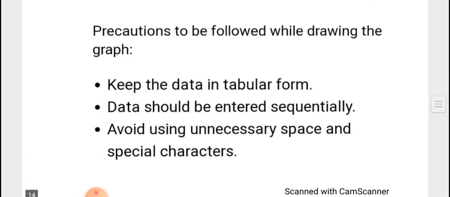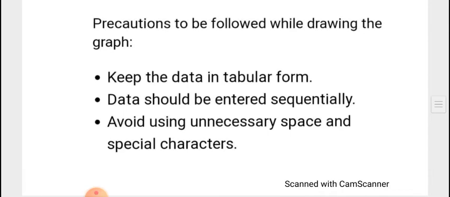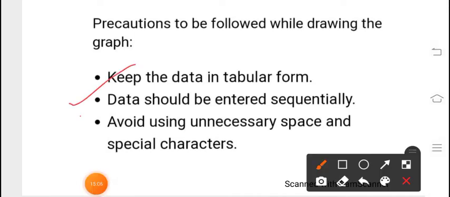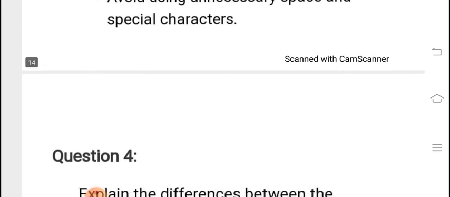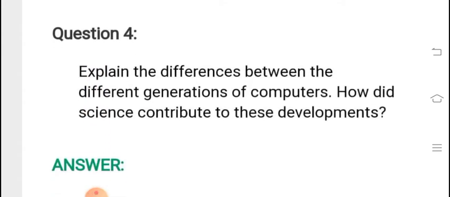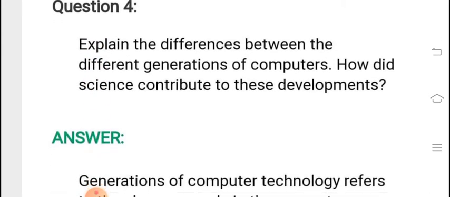And the precautions to be followed: we have to follow these precautions to draw this graph. Keep the data in tabular form. Data should be entered sequentially. Avoid using unnecessary space and special characters. While entering this data, we should not use special characters, which means @, hashtag and all.